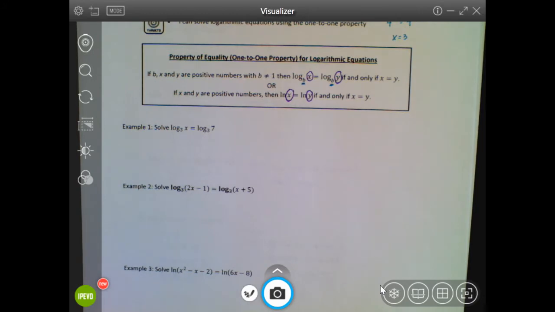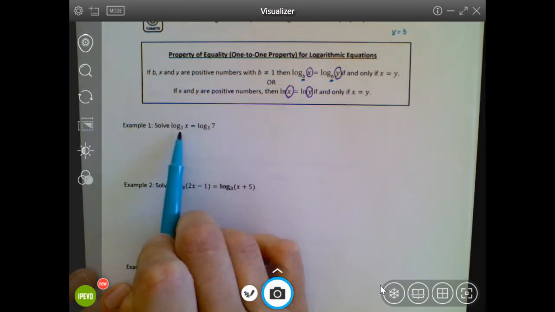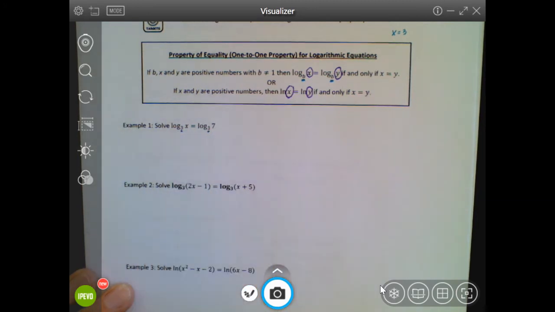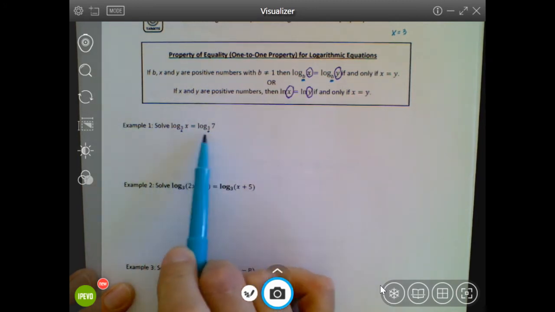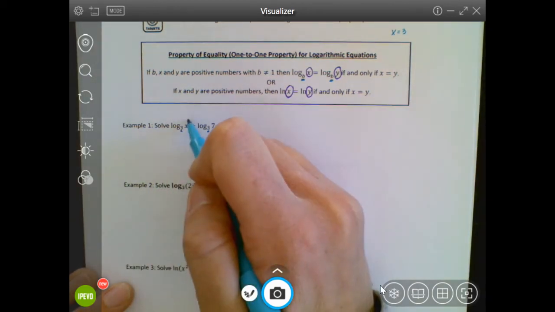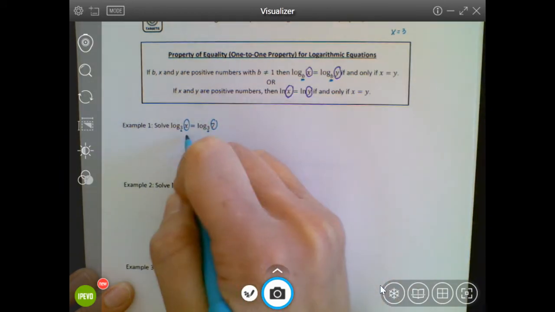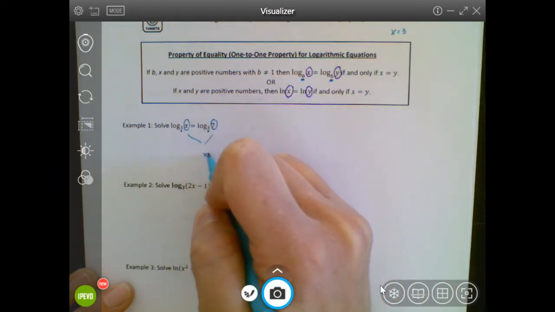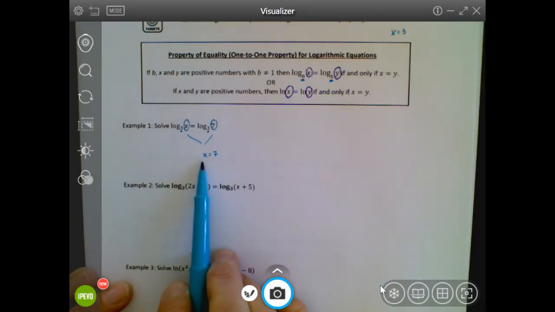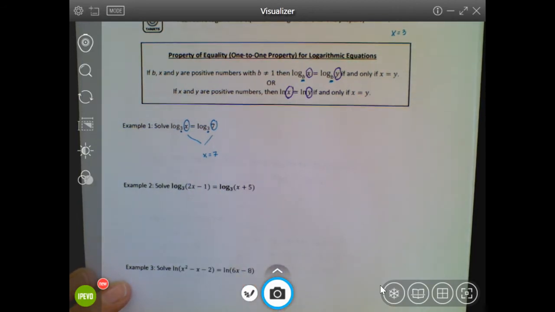So what does that look like? Well, our example 1 is asking us to solve log base 3 of x equal to log base 3 of 7. So I'm noticing that my bases are exactly the same on either side of the equation. So the stuff that's coming next to the log base 3 has to be equal. That's what our one-to-one property says. So the stuff right here, the x, has to be equal to the stuff right here, 7. So x must be equal to 7.